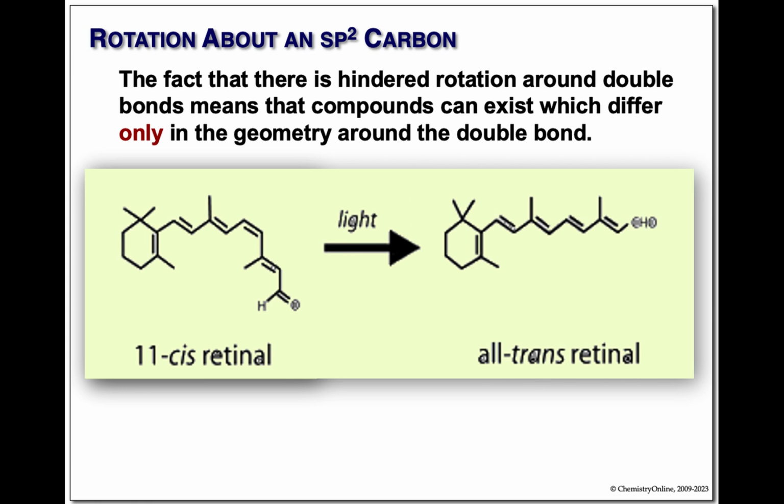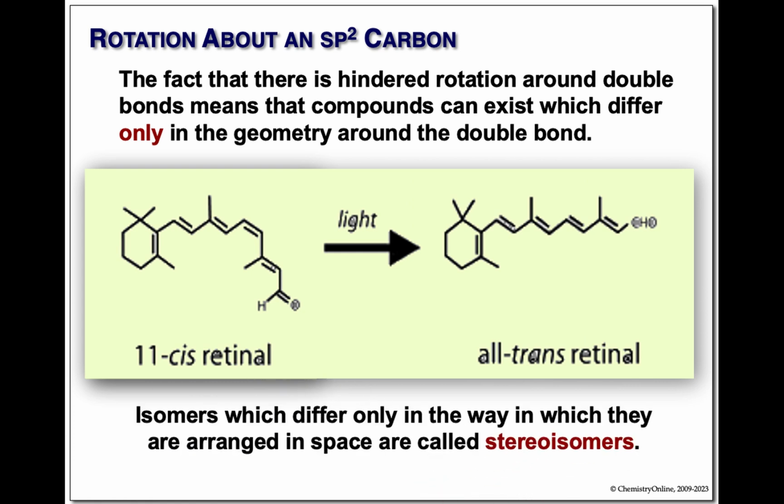Now, as you note, the shape of the molecule changes, doesn't it? The protein that it's bound to senses the fact that it's changed, and sends a signal to the brain that says, I just saw a photon. That's vision. Simple cis-trans isomerization. Things that differ in space in organic chemistry, we call these stereoisomers.